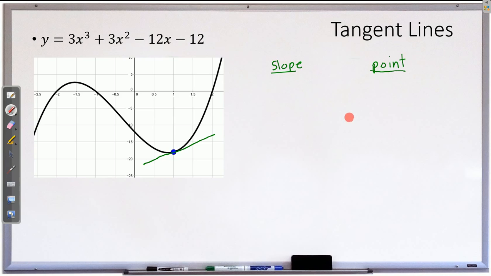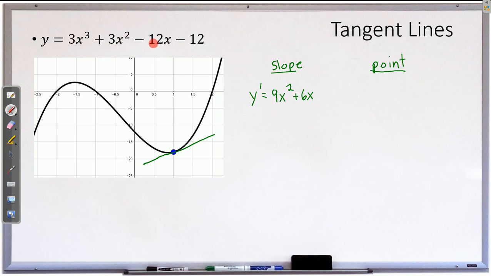Those are the two things that we need. You'll hear me say that over and over again. What do we need for a tangent line? Slope and a point. Well, another word for slope is the derivative. So to find the derivative, that's the first thing you want to do. So y prime, 3 times 3 is 9x squared. Now this one, 2 multiplies down, we have 6x.